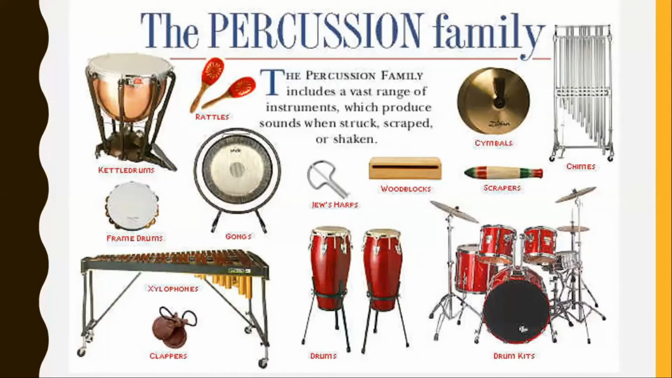The percussion family. The percussion family includes a vast range of instruments which produce sounds when struck, scraped, or shaken. As you can see here, we have some instruments that we have in school. For example, the drum kit, also the congas, the xylophones, the woodblocks, the scrapers, and so on.